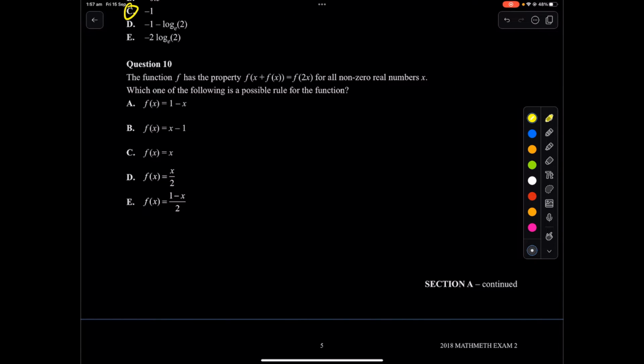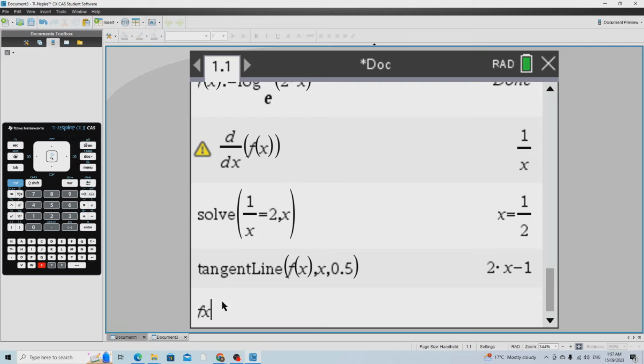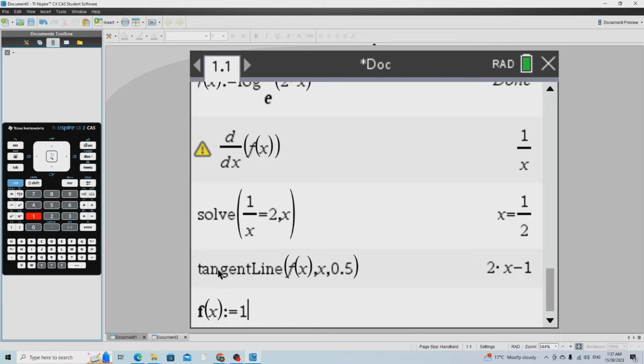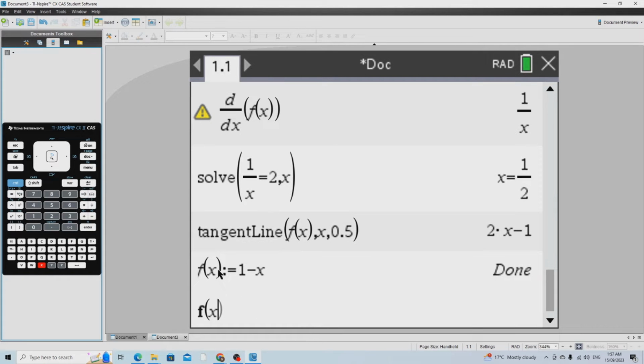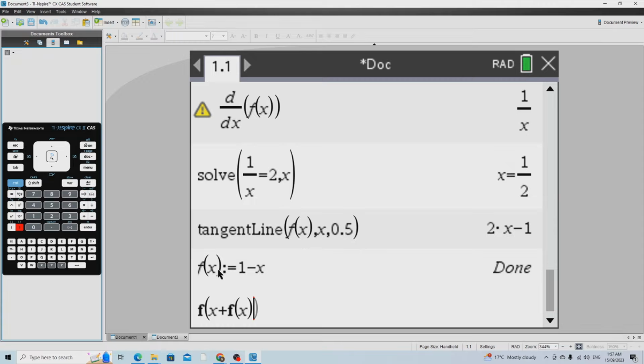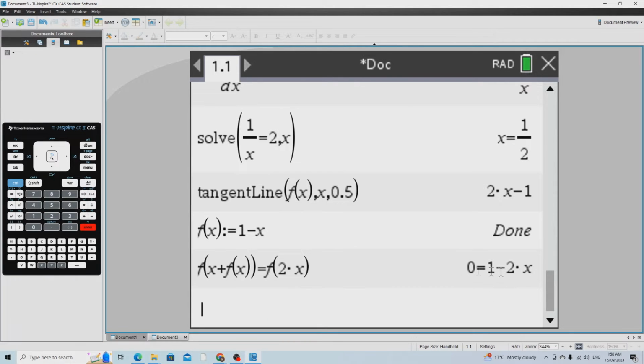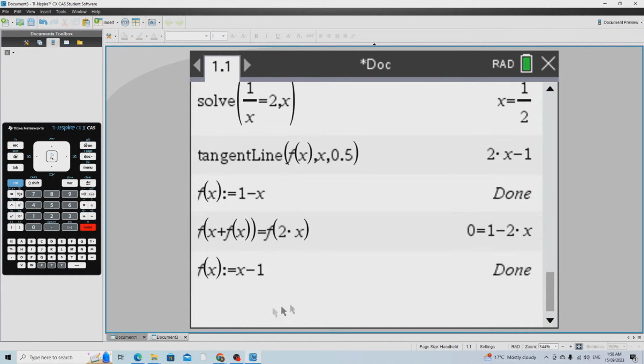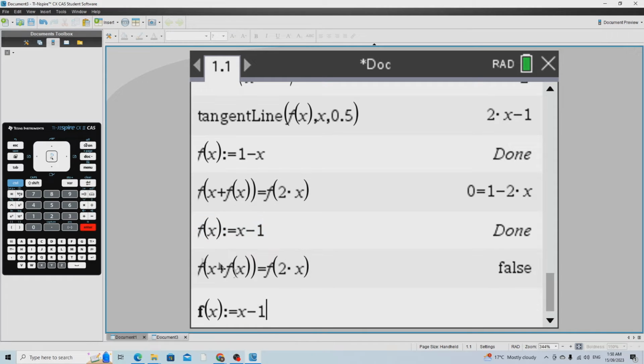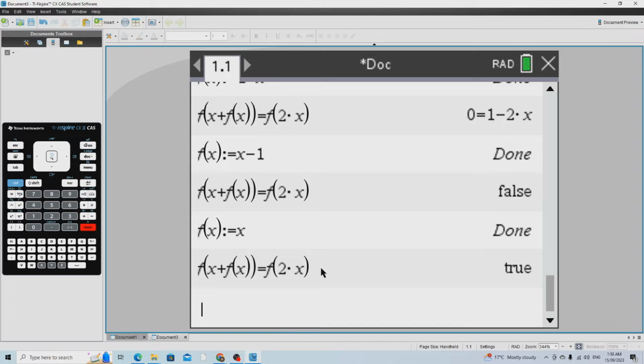The function f has the property this for all non-zero real numbers. Which of the following is a possible rule? These are always repeating in exams, and they're the easiest and fastest things to get marks for. So I define one of them, like 1 minus x, and try to write the property. Here it is untrue. Let's try the next one, x minus 1, and bring this over here. False. The next one, which is x: true. So C is your answer.